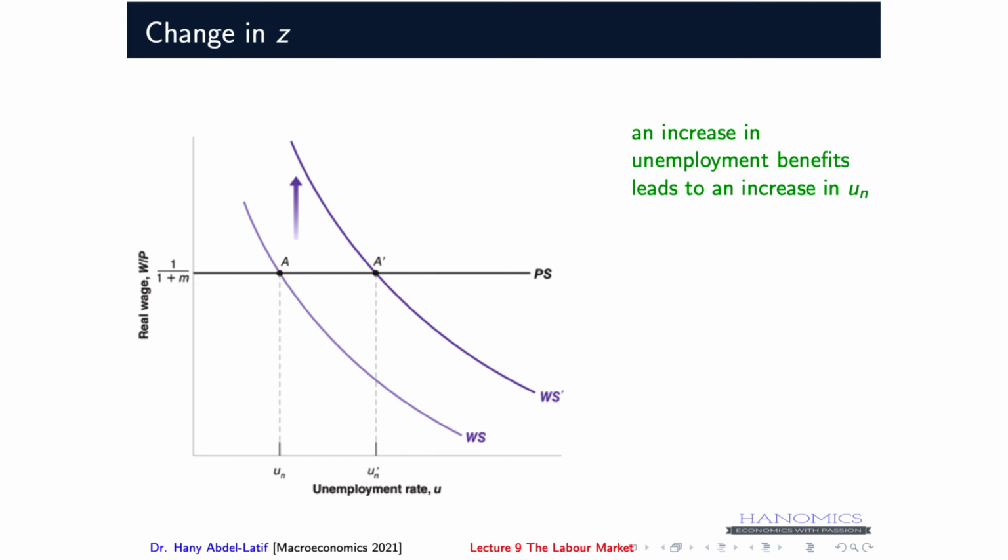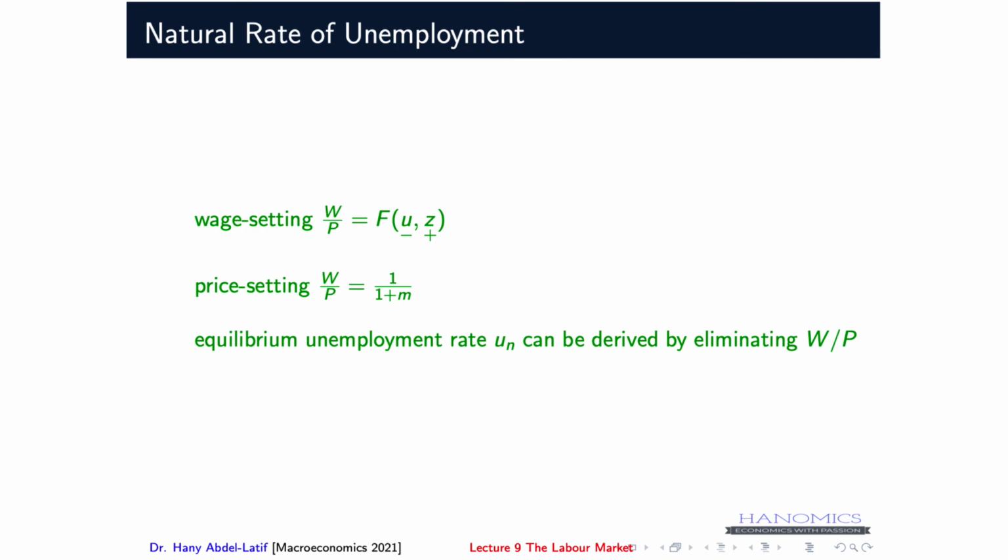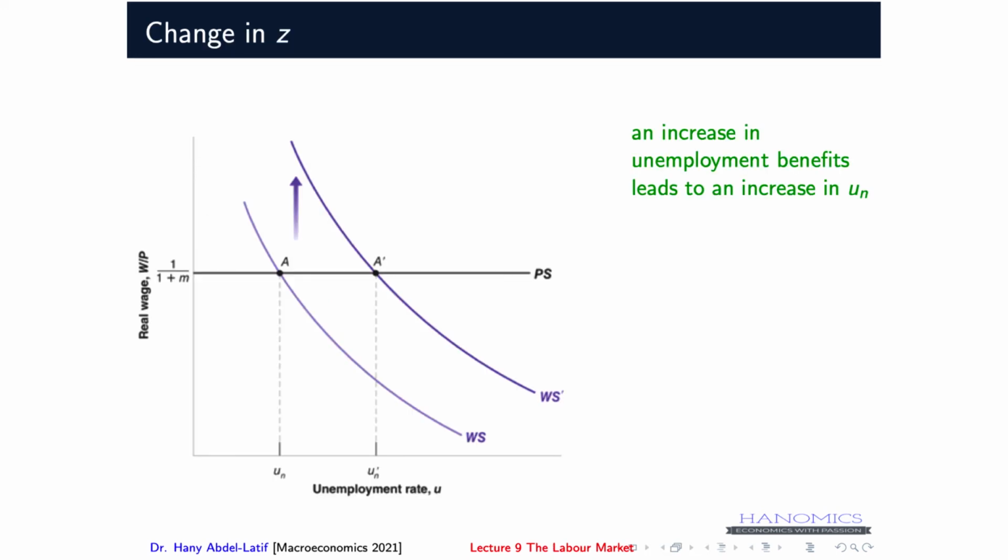Okay, so if you look at these two equations, you'll see Z is in the wage setting relation, which is the downward sloping curve. So that will shift to the right, because the change implies an increase in unemployment benefits. Given that nothing else changed, so we didn't assume that anything happened to the markup level, the new natural rate of unemployment is the U prime here. So this is a higher level of the natural rate of unemployment.